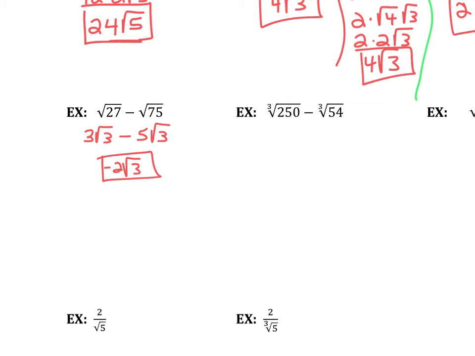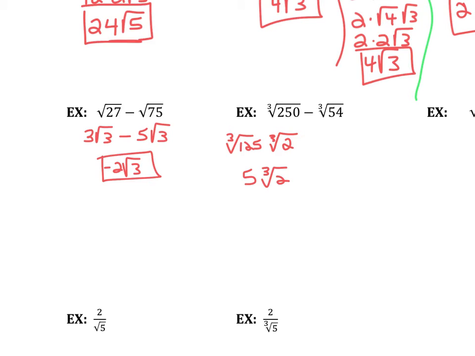Now we're going to go through a similar process that we just did for square roots, and we're going to apply that to cube roots. So the first thing we need to do before we can subtract the cube root of 250 minus the cube root of 54, we need to simplify the radicals as much as we possibly can. So going back to what we learned about simplifying cube roots, we need factors of 250, one of which is a perfect cube. So the cube root of 125 times the cube root of 2 is equivalent to the cube root of 250. The cube root of 125 is 5, so the cube root of 250 is going to simplify to 5 cube root of 2.